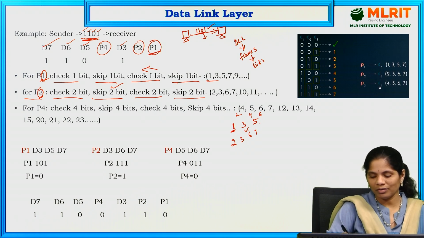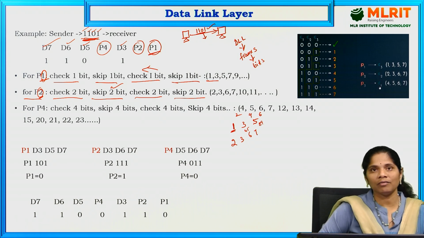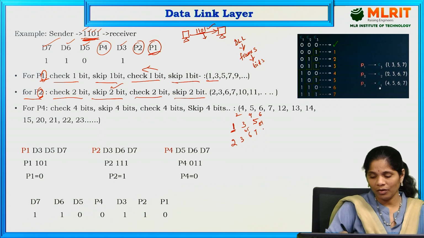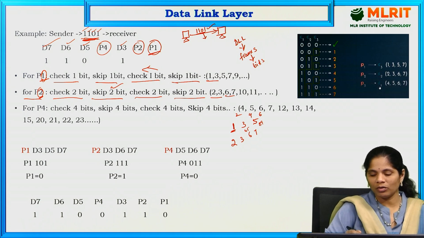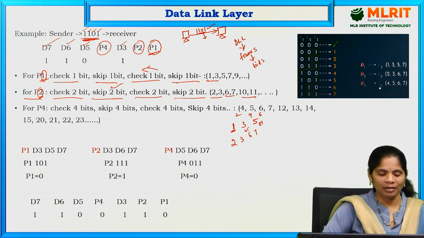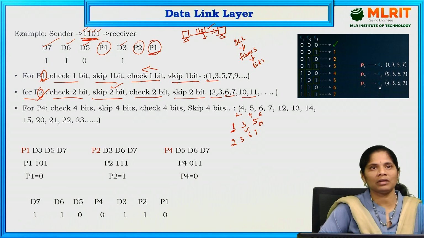Again we skip 8 and 9. Next we check 10 and 11. Like that the check and skip method is followed. So 2, 3 is checked, 4 and 5 is skipped, 6, 7 is checked, next 8 and 9 is skipped, and 10 and 11 is checked. Like this it is considered for finding the parity bit of the second position.